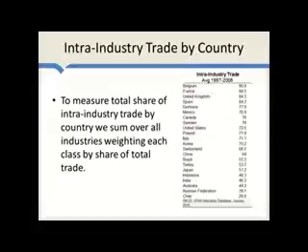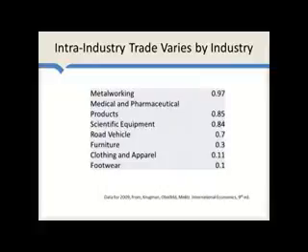Intra-industry trade also varies by the industry that we're talking about. For medical and pharmaceutical products, the United States exports a lot of these products, but it imports a lot of them as well. So intra-industry trade is very high. On the other hand, for footwear, the United States mostly imports footwear. It doesn't export footwear. And other countries may export a lot of footwear and not import a lot of footwear. So around the world, footwear tends to have low intra-industry trade. You're either exporting it or you're importing it, not both. With medical and pharmaceutical products, you're probably doing both, exporting and importing those products.